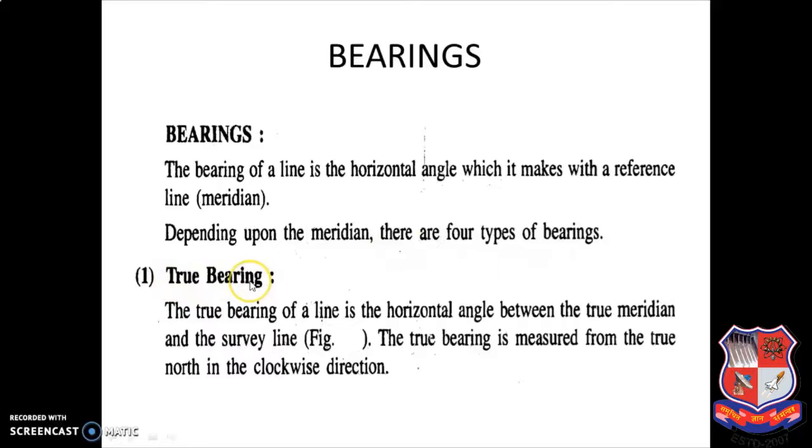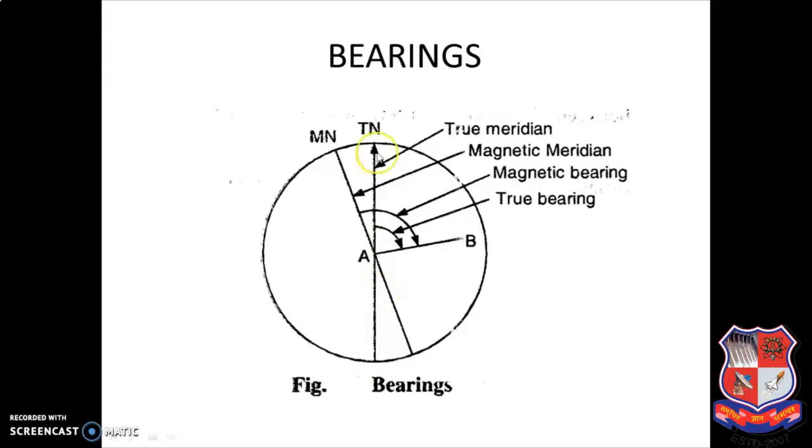So the first one is true bearing. What is true bearing? The true bearing of a line is the horizontal angle between the true meridian and the survey line. The true bearing is measured from the true north in the clockwise direction. You can see the figure. This is the true north line, meaning our true meridian, and this is our true bearing line. So what is true bearing? It is the horizontal angle which it makes with the true north meridian or true meridian.